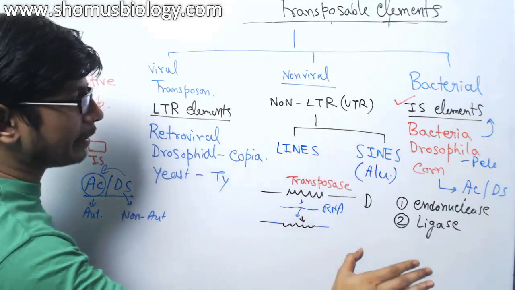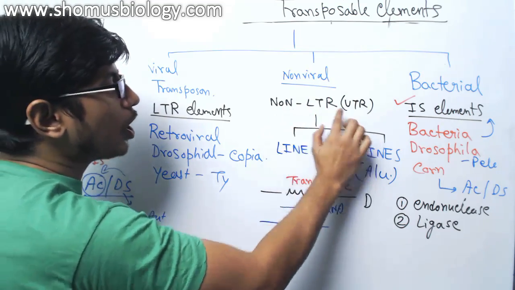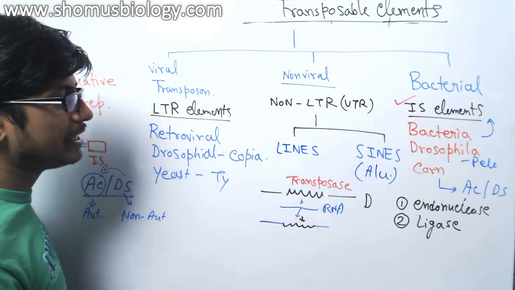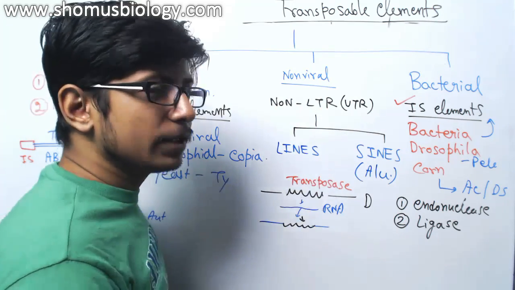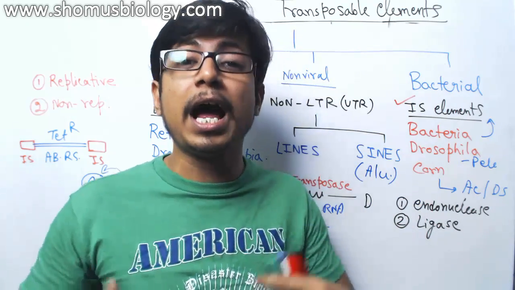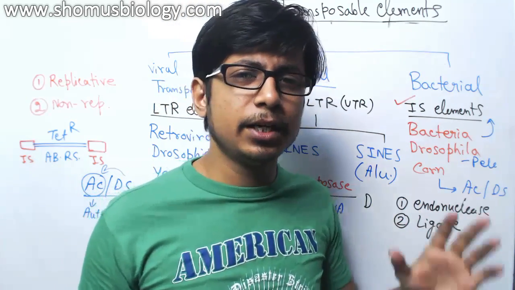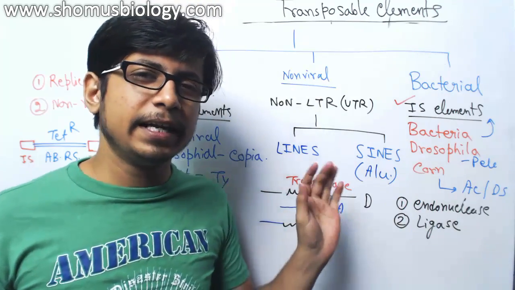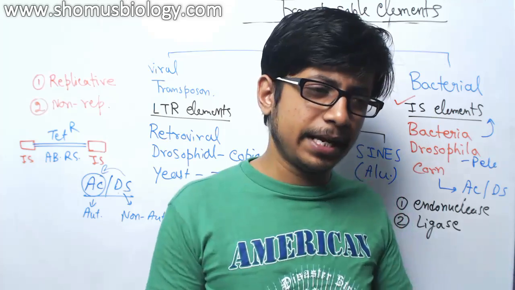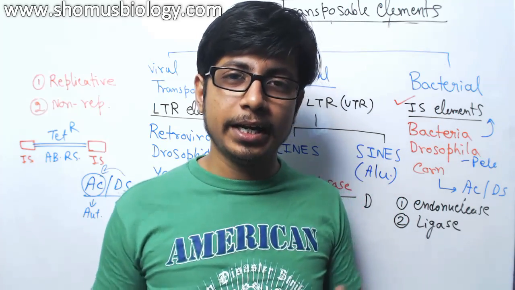While the third type, the non-viral or non-LTR type, instead of LTR contains UTR, as I told you. And these non-LTR retrotransposons are very important features for higher eukaryotic organisms. They are not found in bacteria and are very rare in plants also. They are mostly found in higher eukaryotic animals like mammals, like humans.